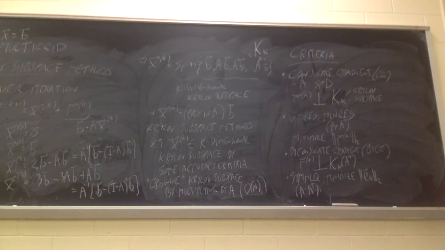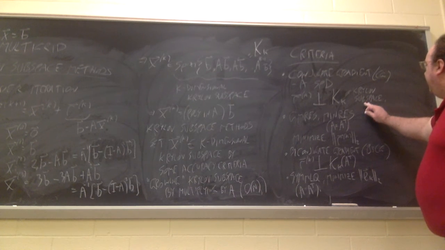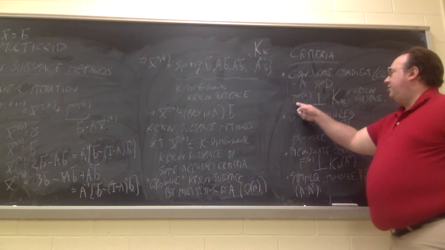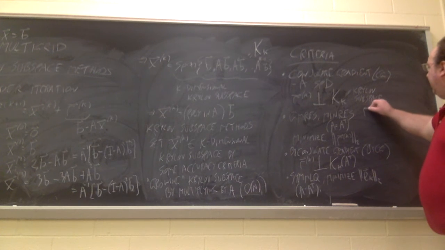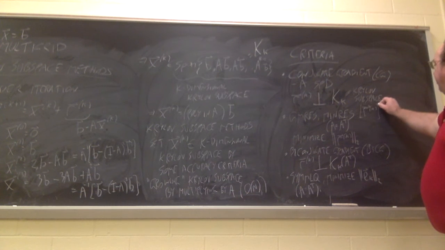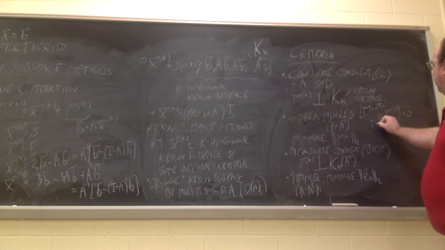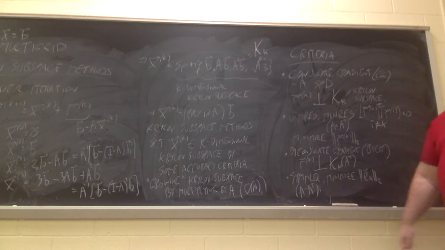Now, another property of conjugate gradient is that really it's an outgrowth of this, because each residual is orthogonal to the corresponding Krylov subspace. All residuals are orthogonal to each other.